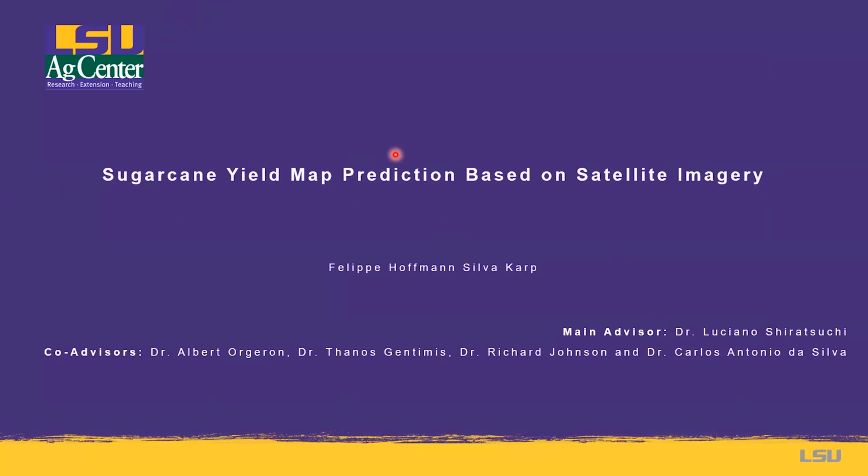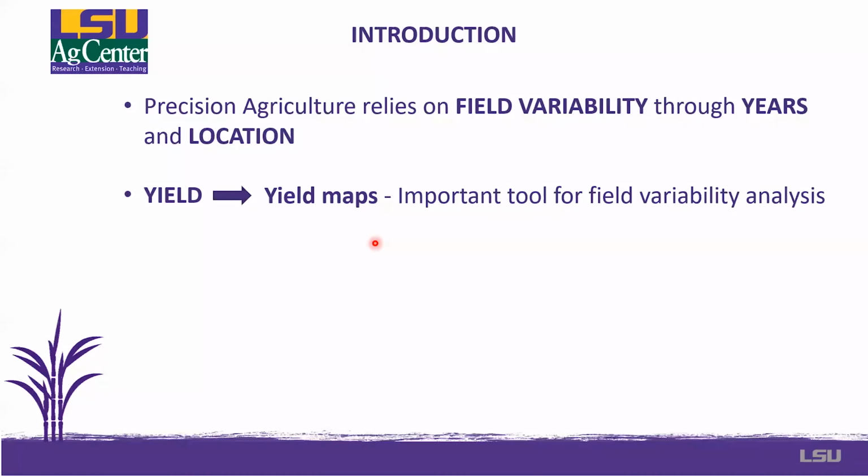Before we dig into this whole process, I'd like to briefly talk about the yield map, because in precision agriculture we are usually talking about field variability. So how things change through the years and through the field, from north to south or west to east.